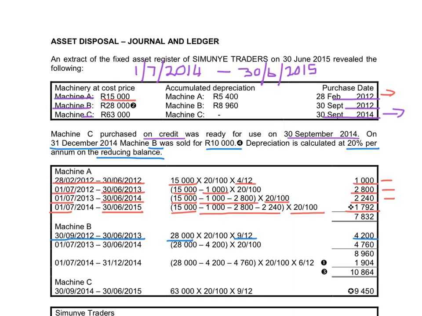Then the following year, we used it from the 1st of July 2013 up to 30 June 2014. We will subtract the 4,200 from the cost price and calculate depreciation for the 12 months. In the current year, we are selling this machine, so we used it from the first day of the financial year until the date that we sold the machine, the 31st of December.